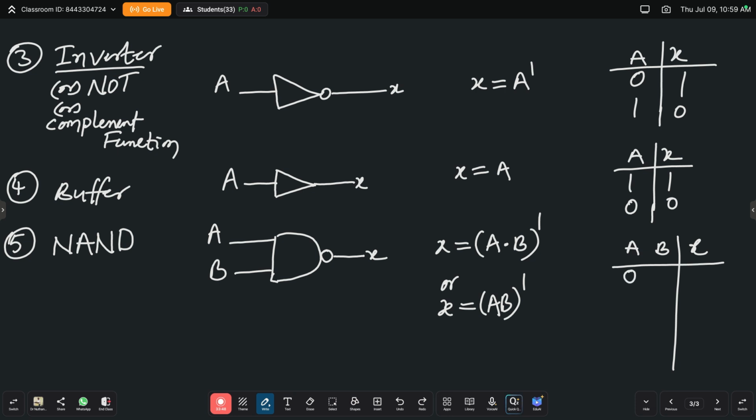Now 0, 0. As per the AND gate, 0, 0. What is output? 0. Right? But 0, 0, 0. Yes or no? Actually 0. But it is inverter. So that it will be converted to 1. This way you should think.